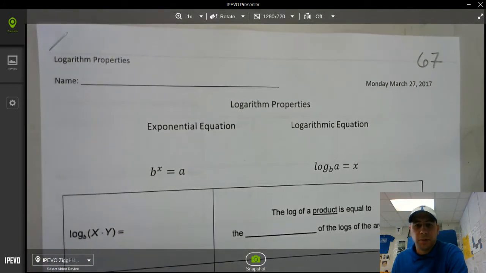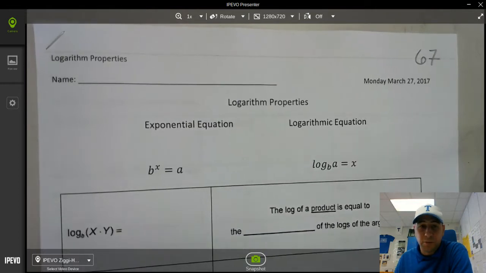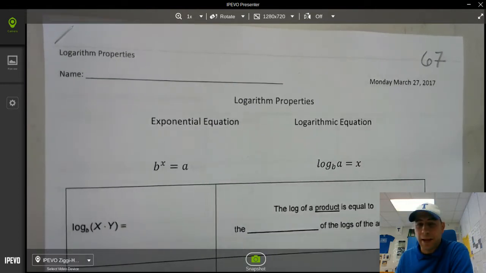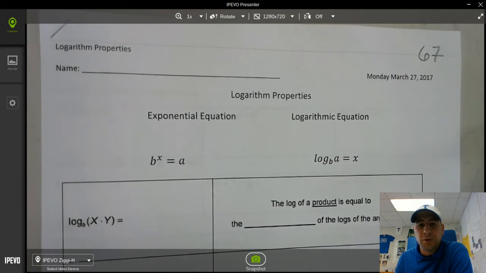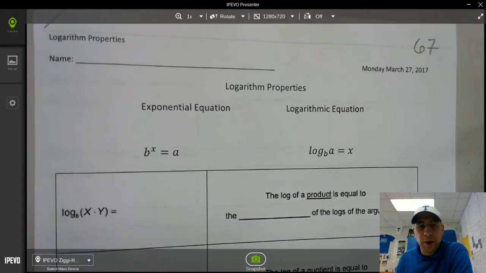All right, so page 67. If you're looking at this and wondering, wait a second, I don't have this page, it's in Schoology, so you can get it from Schoology and print it out. Or if you're bored, you can write it all out by hand. We can do that too. All right. So what we're looking at is logarithmic properties. Okay. So what we want to look at is going from the exponential equation to the logarithmic equation.